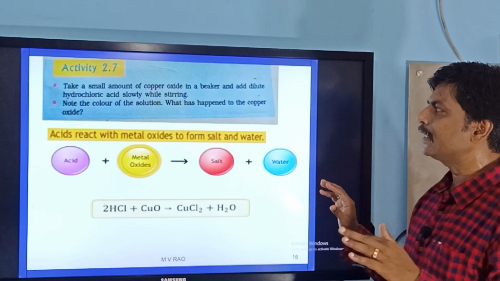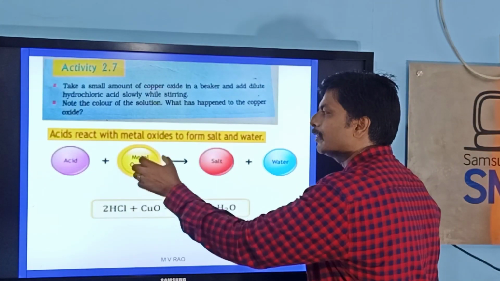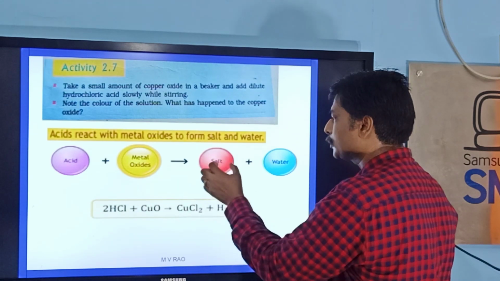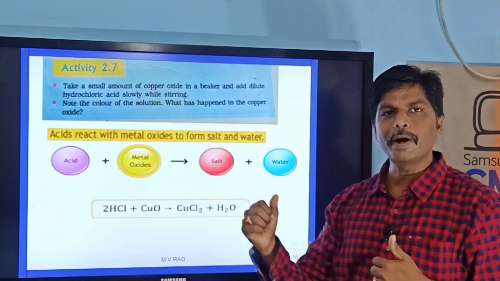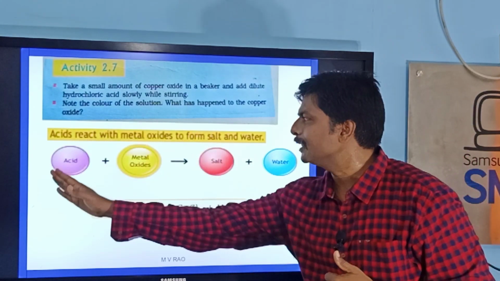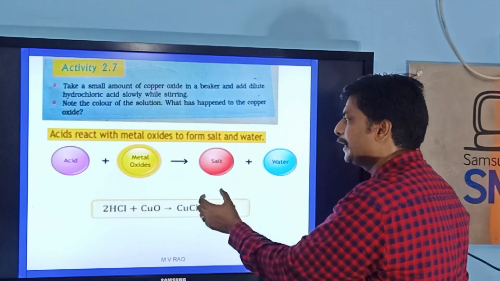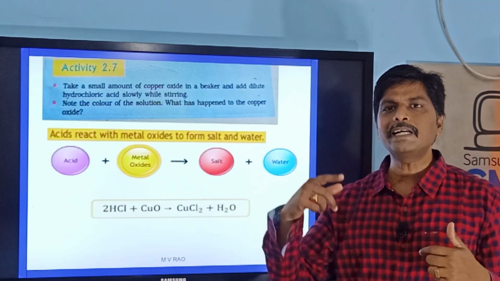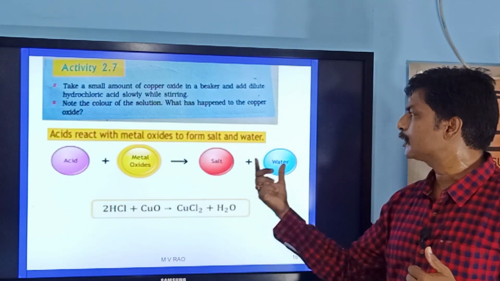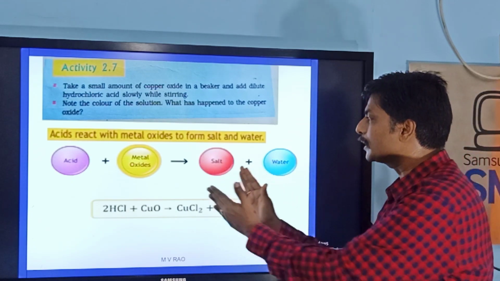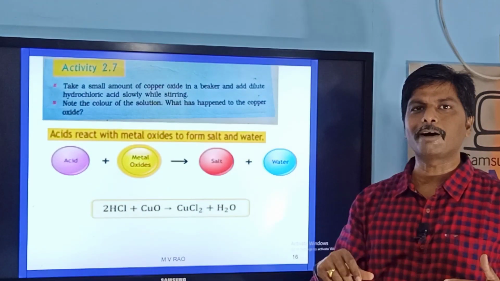From this activity, remember that acids react with metal oxide to form salt and water. This reaction is similar to the previous one, 2.6. What is 2.6? Acid reacts with base to give salt and water. What is that reaction? Neutralization. In this reaction, acid plus metal oxide gives salt and water. Here also the products are salt and water, with acid as one reactant and metal oxide as the other.